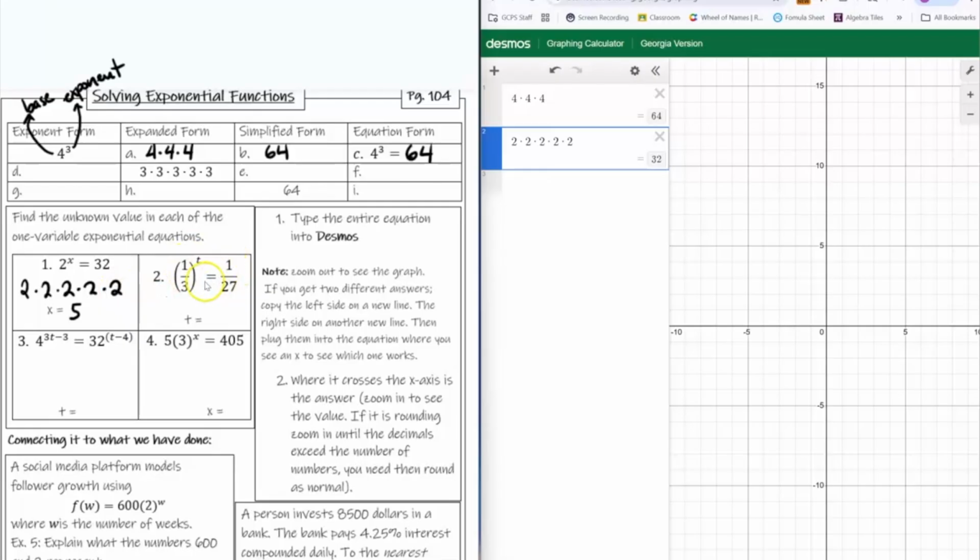And the process is the same here. So with 1/3, how many times do I multiply 1/3 to get 27? You can see 1 times 1 times 1 is not going to change. 3 times 3 is 9, times 3 is 27. So t is equal to 3.